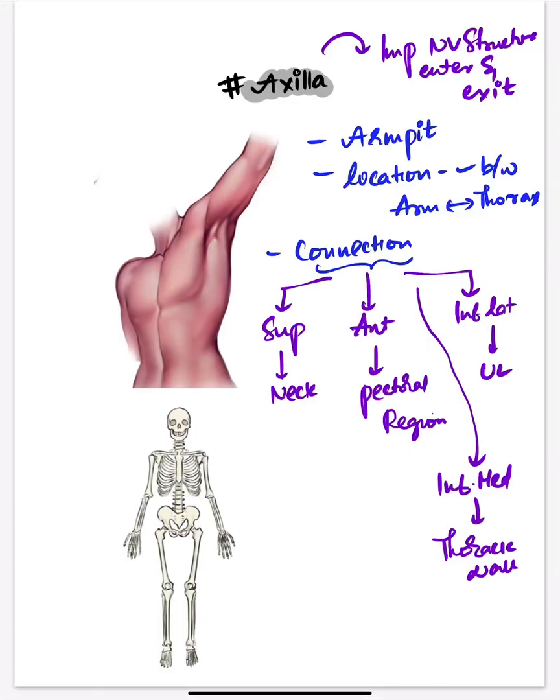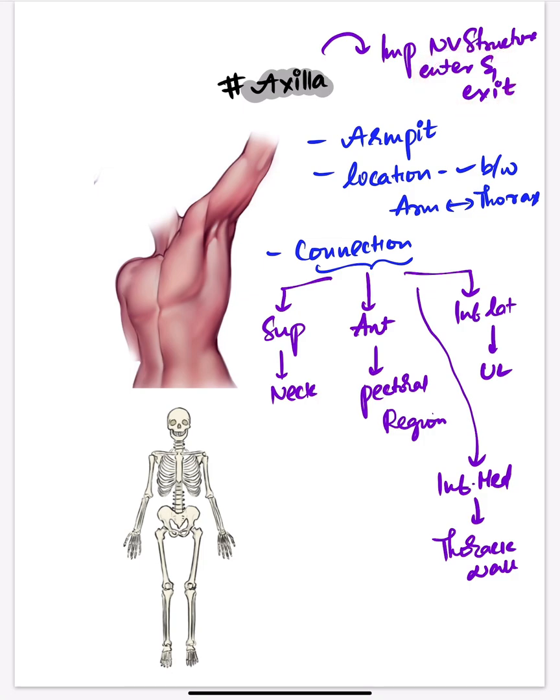Hey guys, I have received a few comments asking me to teach about the axilla. So here I am today with the topic axilla. What does this axilla actually mean? Simply, we say it's the armpit. Yes, the simple armpit region. Why is it so important? Because there are so many neurovascular structures that enter and exit this area to reach their target location.